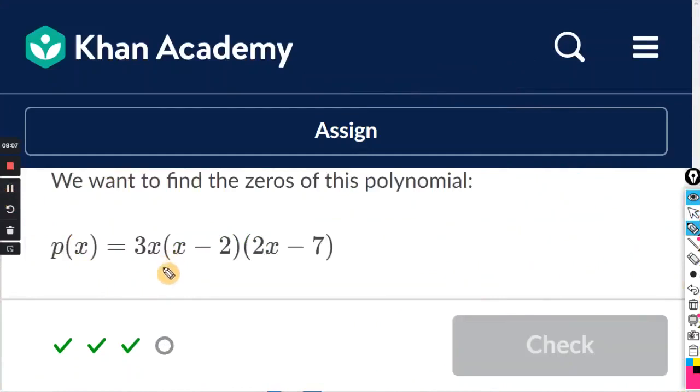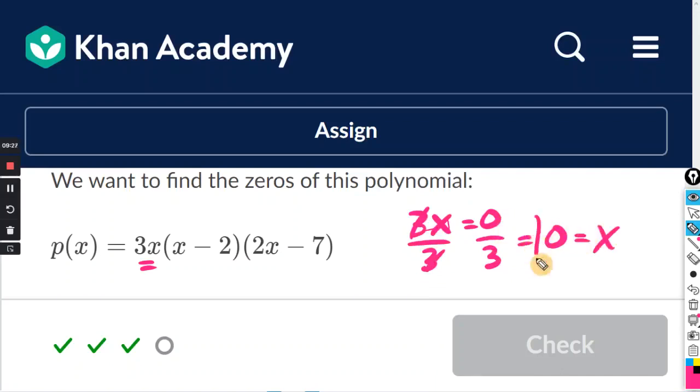And just real quick, if you have something like this, you set this 3x equal to 0. Okay, 3x equals 0. And of course, when you divide both sides by 3, and the 3's cancel, 0 divided by 3 is still 0. So in that case, x would still be 0.